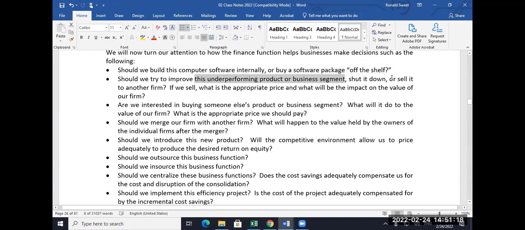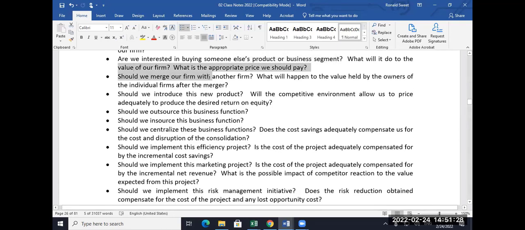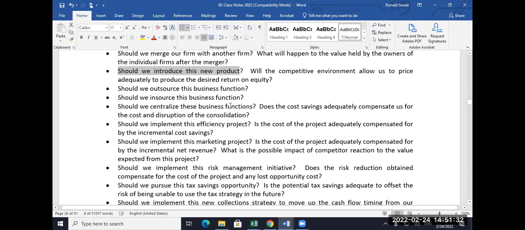If it is underperforming, you can actually sell it to another firm. That's possible. You don't necessarily have to just shut it down. Are you going to buy another business? Should we merge with another business? Should we introduce a new product? What happens to our competitors if we do that? How are they going to respond?